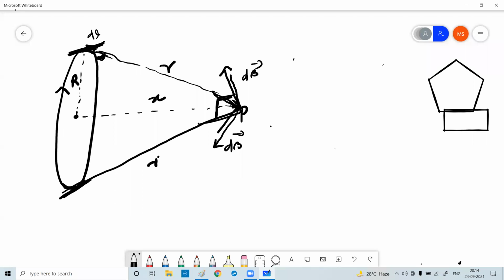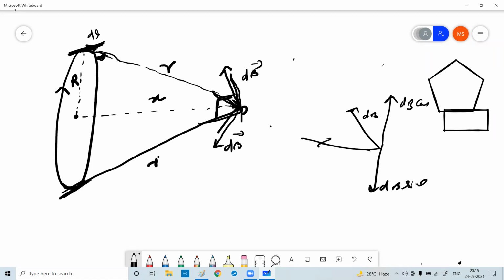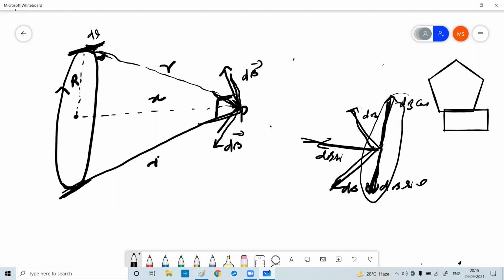And you know very well, whenever dB is at an angle, you will have two components. One is dB cos theta, and one more is dB sin theta. So because of this dB, you will get dB sin theta here, dB cos theta here. And because of this dB, you will get dB sin theta here, dB cos theta here. The dB magnitude is the same, so dB cos theta here and dB cos theta here are the same, only they are opposite to each other. So they will cancel out.